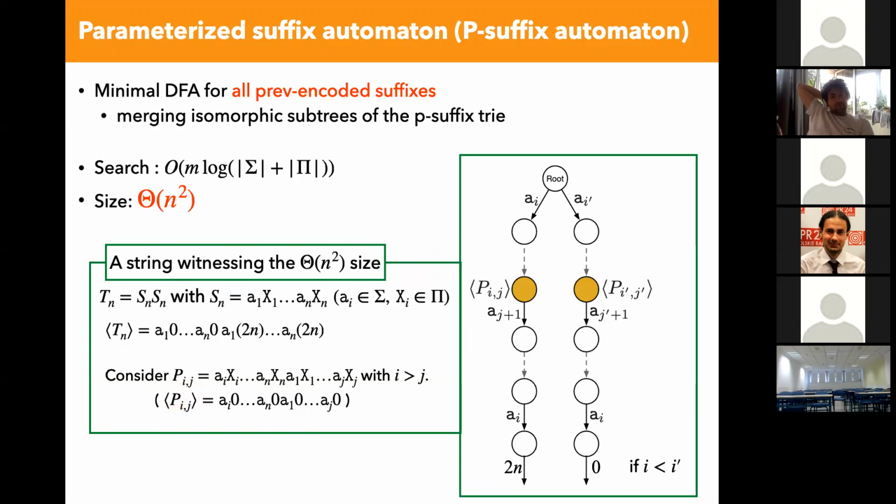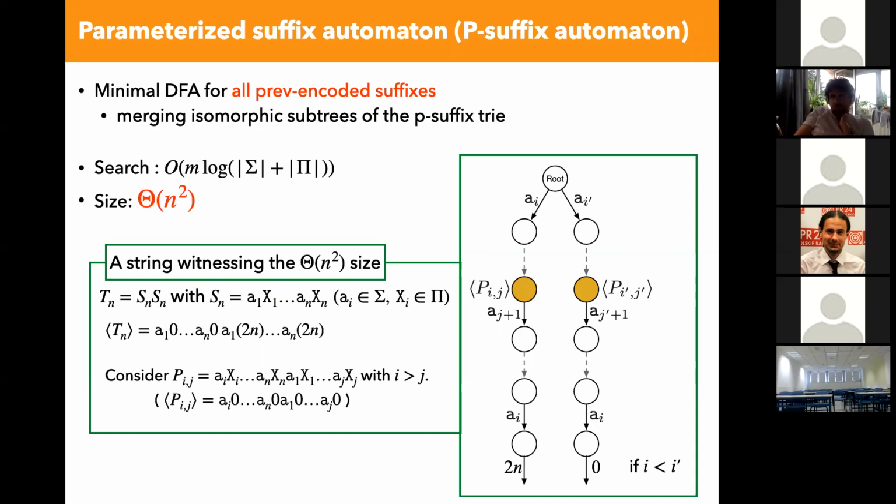So if j and j' are not equal, then the only outgoing edge of P_ij is a_{j+1}. On the other hand, this one is a_{j'+1}. So if j and j' are different, then we reach different nodes.